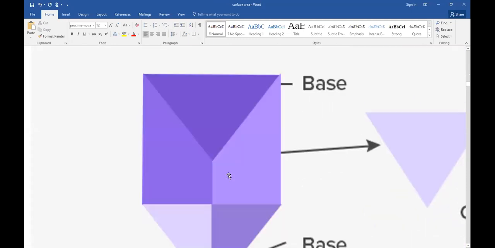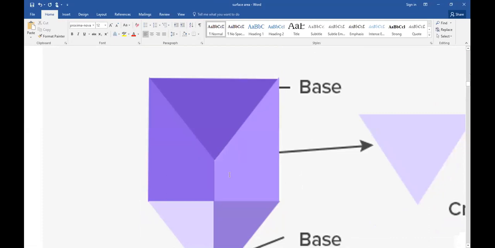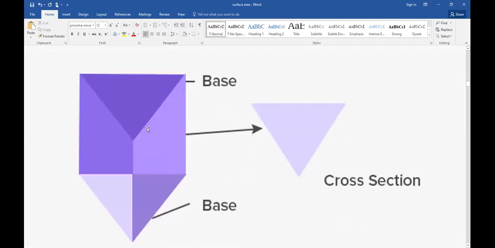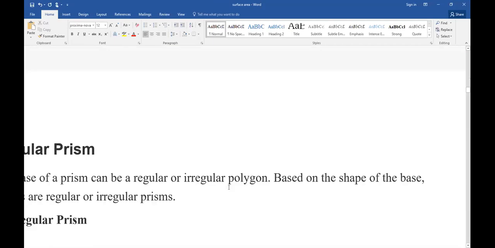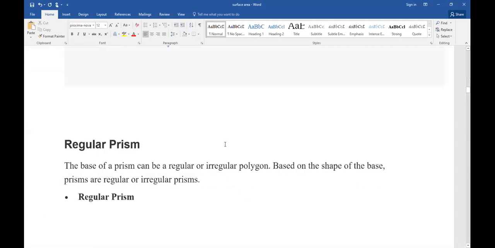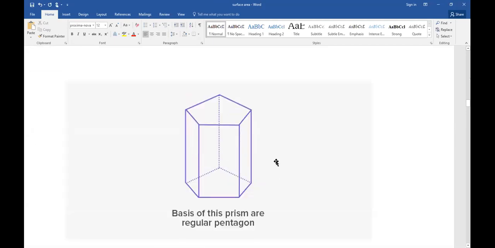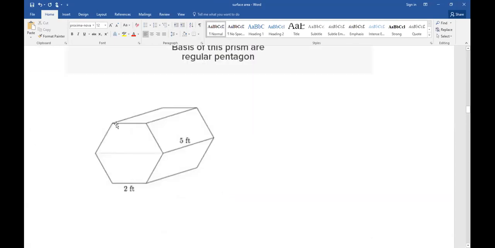Now a prism can take different shapes. As you can see, this one is a triangular prism because the cross section here, or one end, is a triangle. Let's look at another. This prism here is like the prism that we are finding: 1, 2, 3, 4, 5. This one is a pentagonal prism. This one is a hexagonal prism.